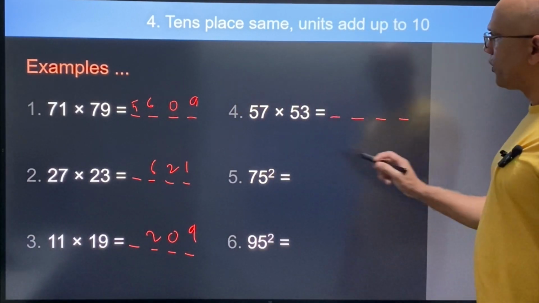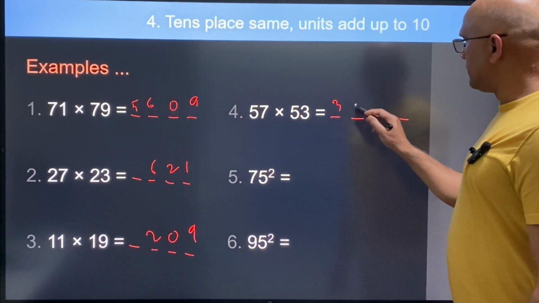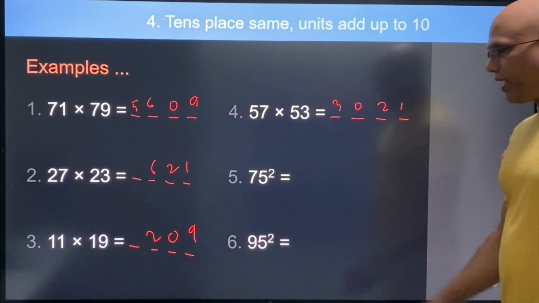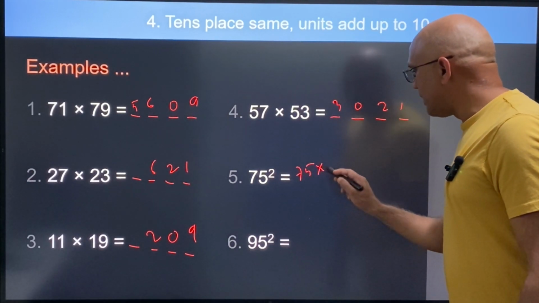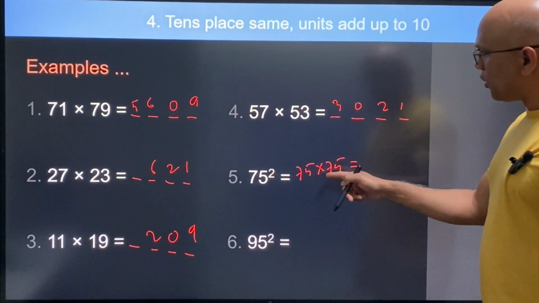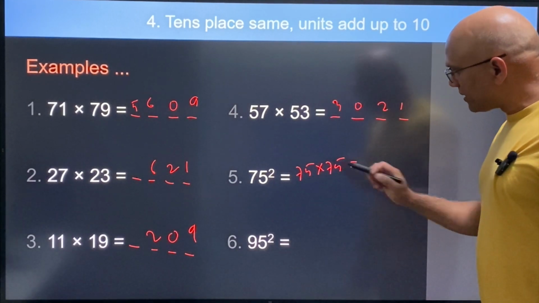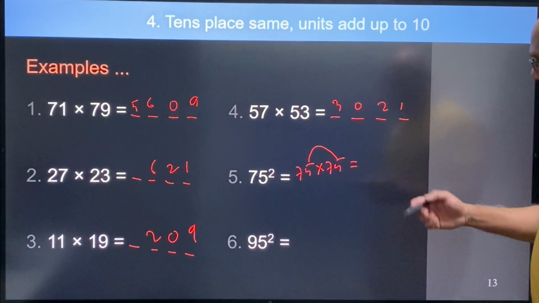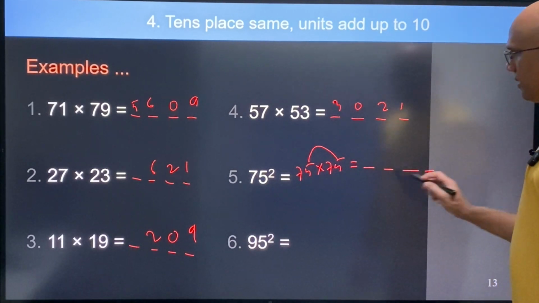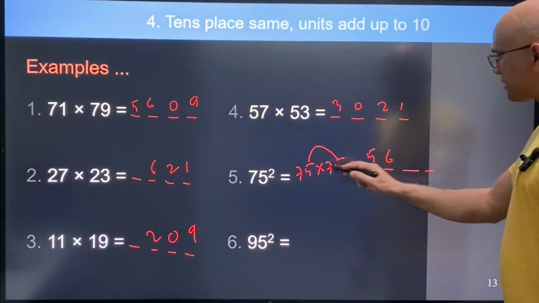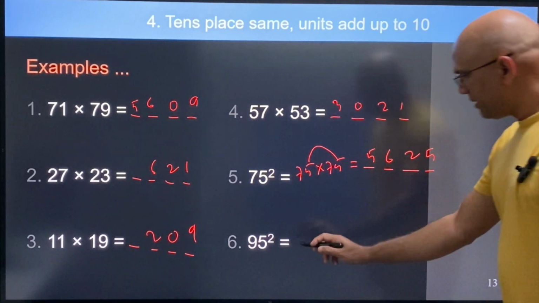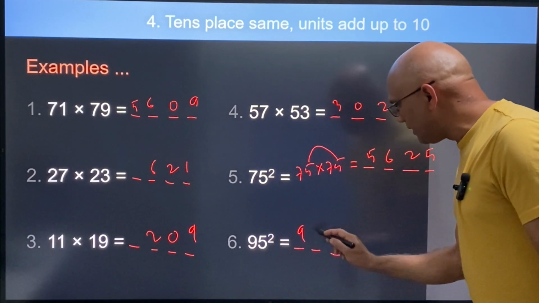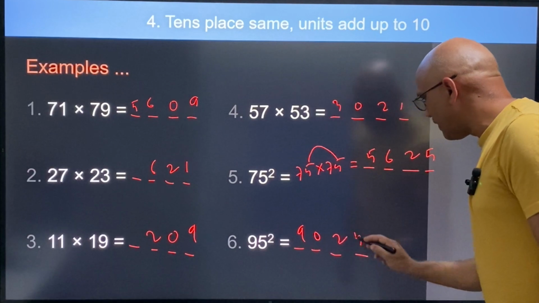1, 2, 3, 4. 5 times 6 is 30, 7 times 3 is 21. That's it. So what is 75 squared? 75 times 75. So this also matches the requirement, right? The tens digit is the same, and the unit digits add up to 10, right? So in this case, 7 times 8 is 56, 5 times 5 is 25. Same here, 9 times the next integer, 10, so there is 90. 5 times 5 is 25.